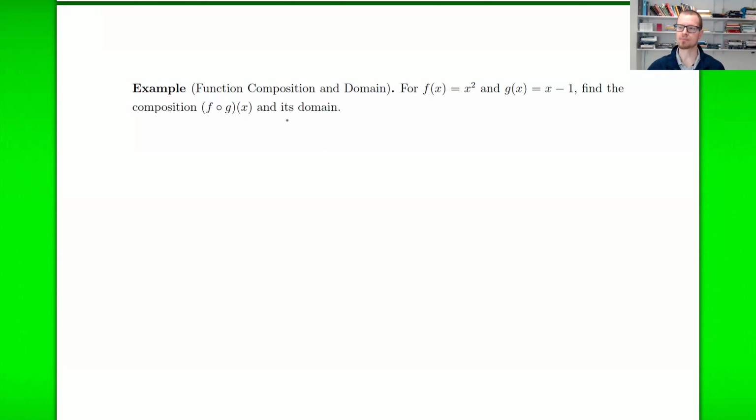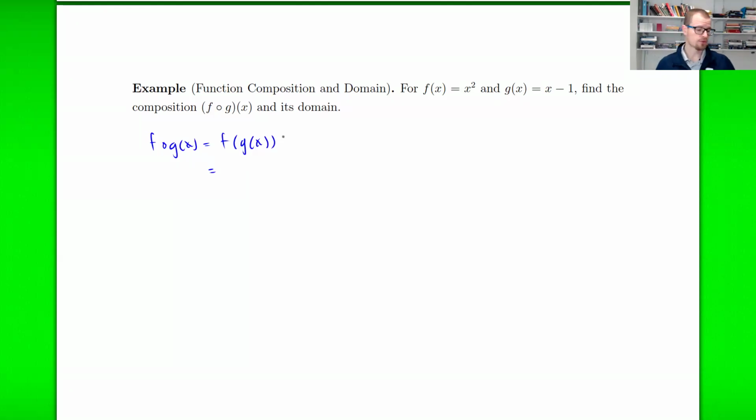Welcome. We want to take a look at an example of function composition and finding the domain of that composition. So for f of x equals x squared and g of x equals x minus 1, we want to find the composition f of g of x and find the domain of that composite function. Let's start with the composition. F of g of x is defined to be f of g of x.